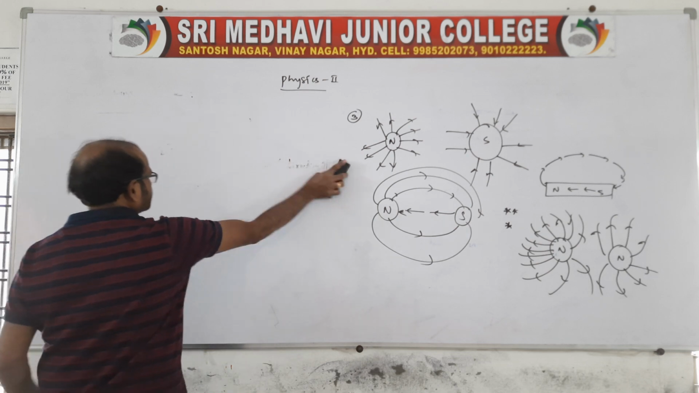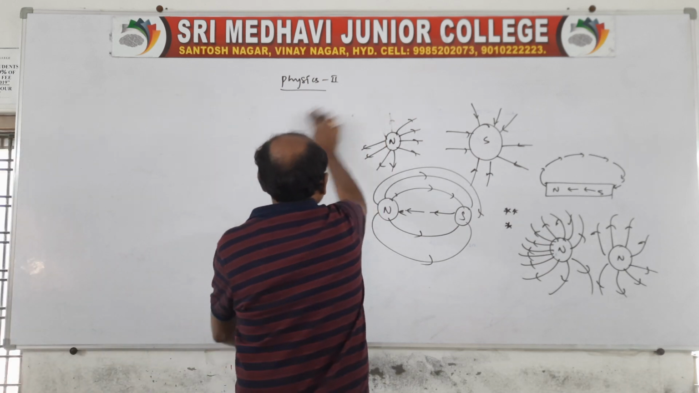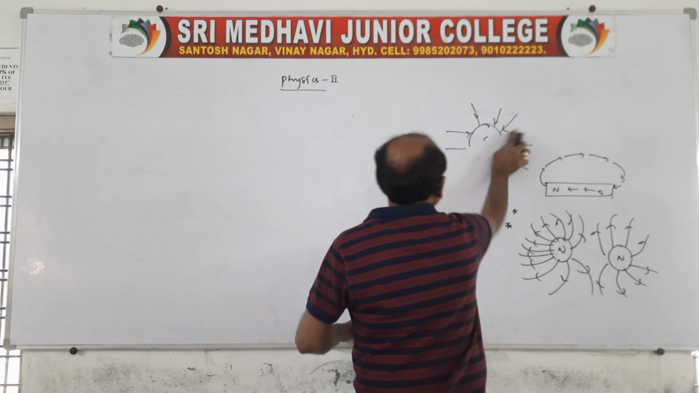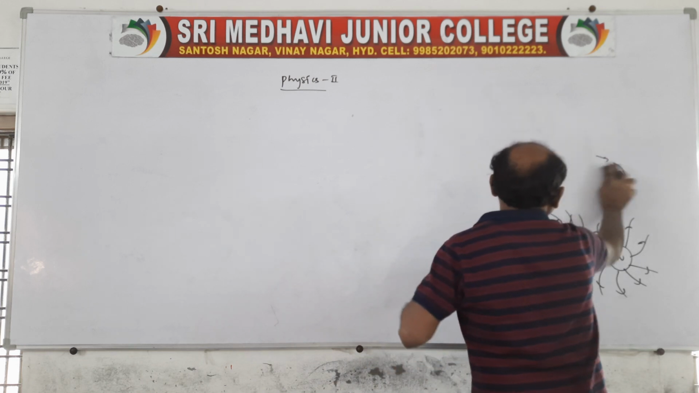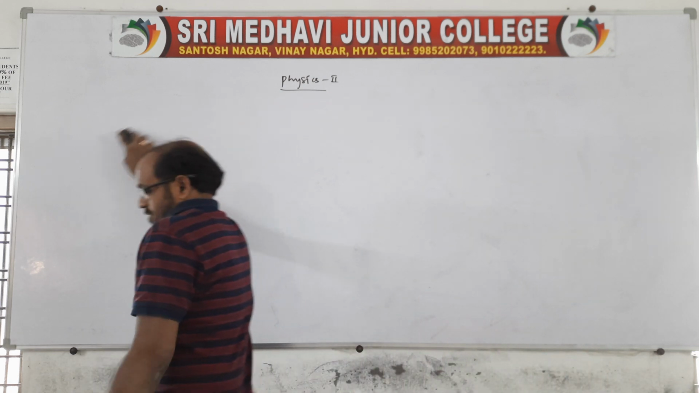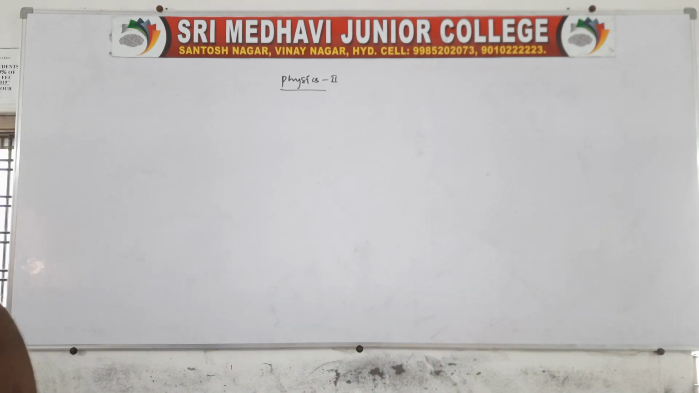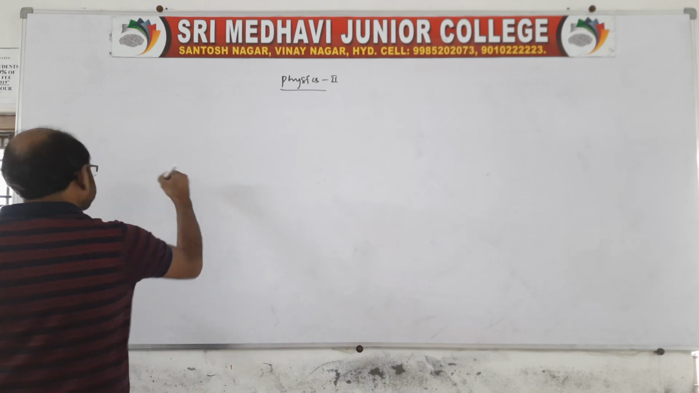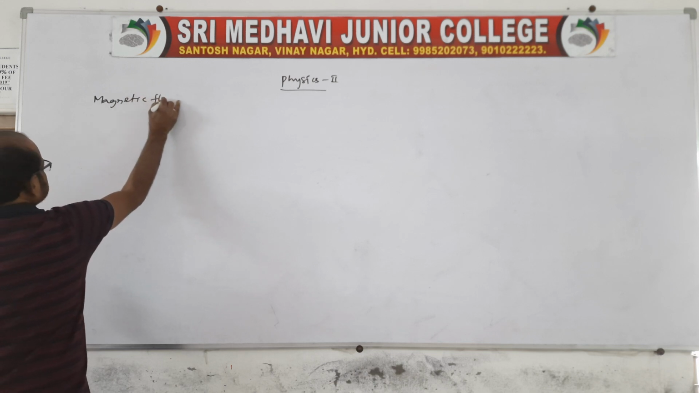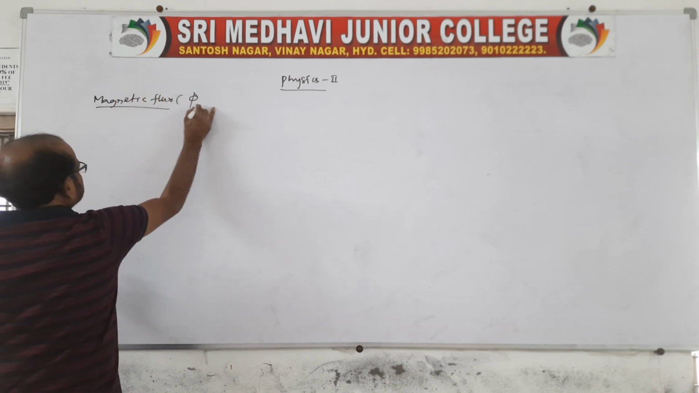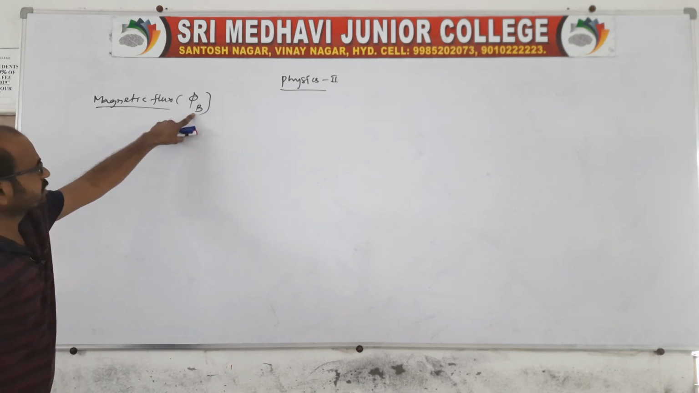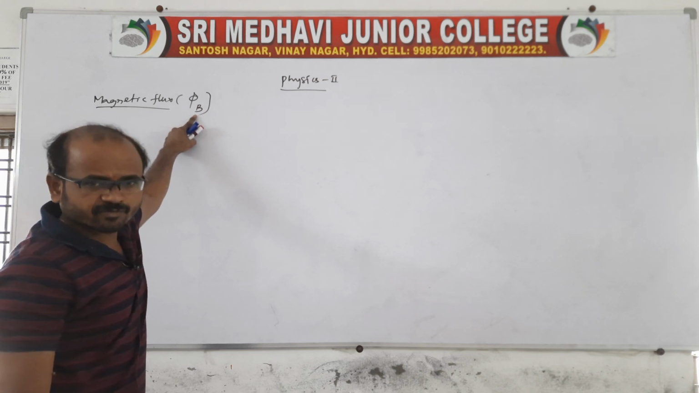Now let us come to the next point, magnetic flux. Already I told you about this, and it is there in the next chapter also. Next topic, magnetic flux. Sir, what is flux? This is in electric flux also, I told you, right? Here if it is B, we call it magnetic flux. If it is E, we call it electric flux.